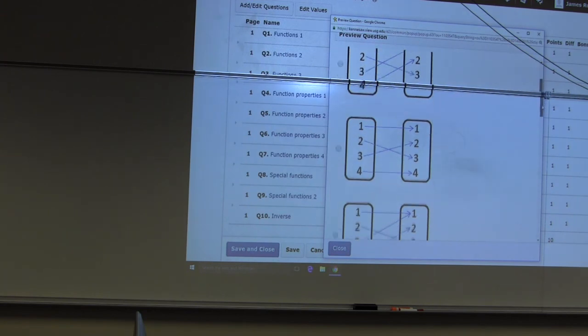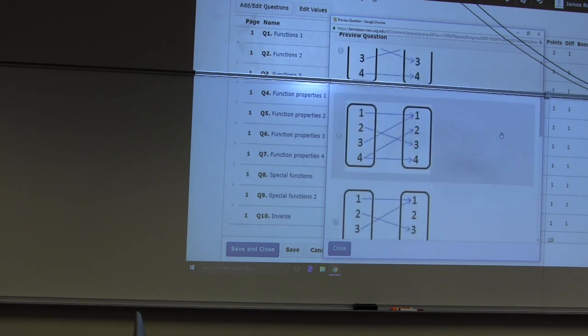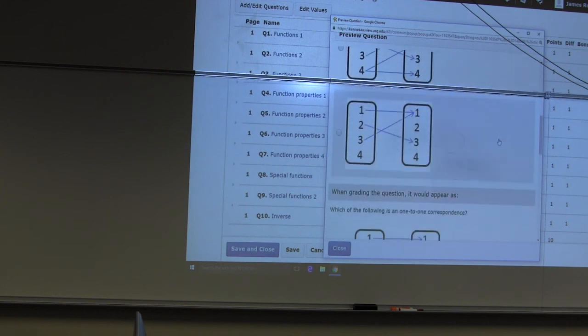Let's look at the other opportunities. What's wrong with this third one? Not a function. It's not a function because the 4 has 2 arrows coming out of it. What about this one? It's not a function because the 4 doesn't have any arrows, does it?